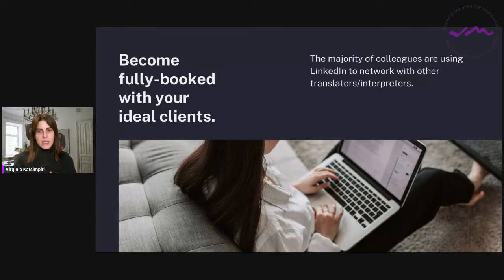So I get it. I also do this, but you need to know in what percentage, because if you're spending the whole day interacting with colleagues, but you are trying to get more direct clients, and you are telling me, Virginia, I've been posting, but only other colleagues are, let's say, commenting under my post, it means that you're doing something wrong and you need to change, okay, here, the percentage.